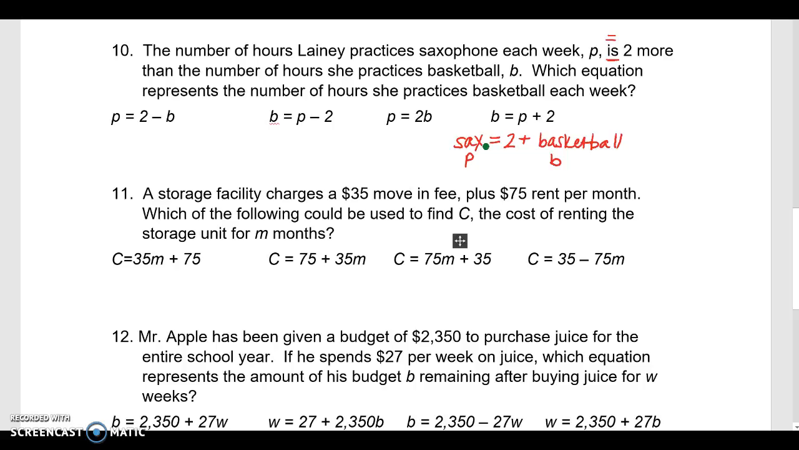Okay, so here we're subtracting 2, but we're saying 2 more than. So I know it can't be that. We didn't say we were multiplying anything, so it can't be that. And then this one has 2 minus B or P plus 2. Let's take a look. The number of hours she practices saxophone is 2 more than the number of hours she practices basketball. So basketball plus 2.